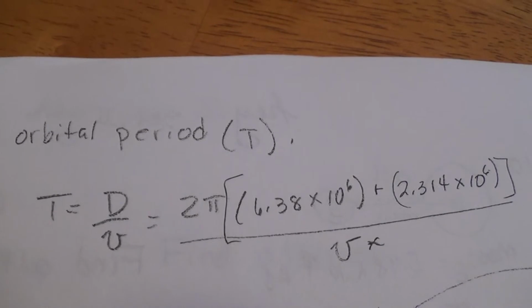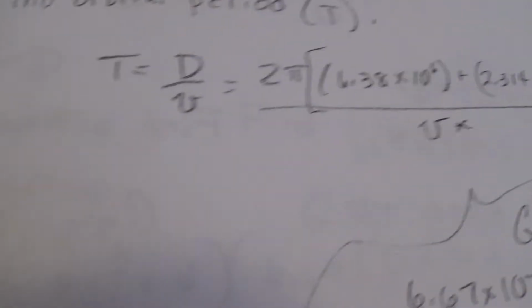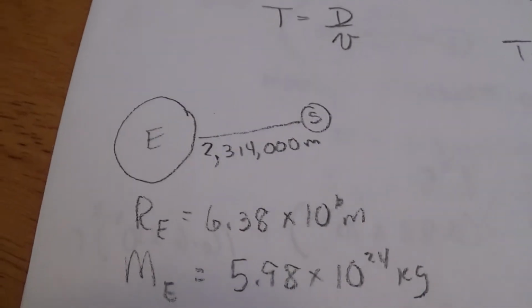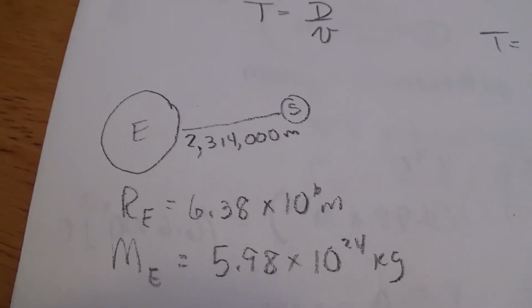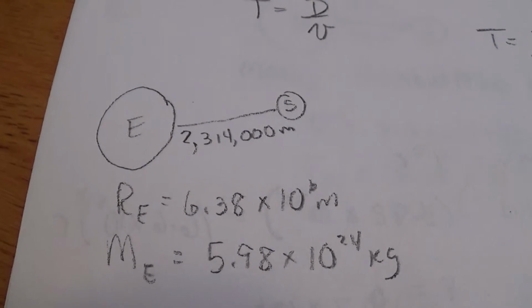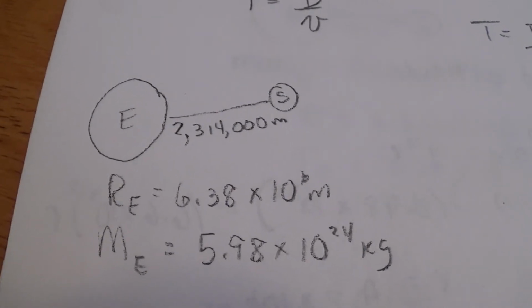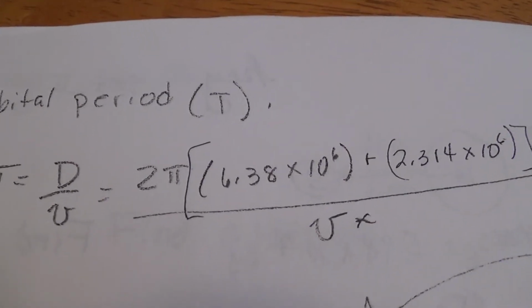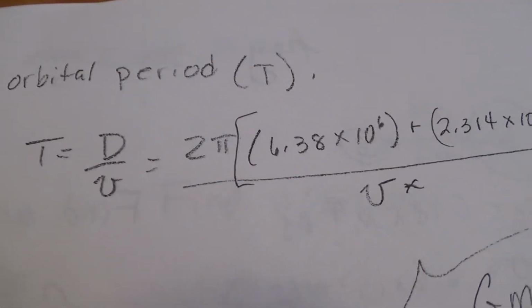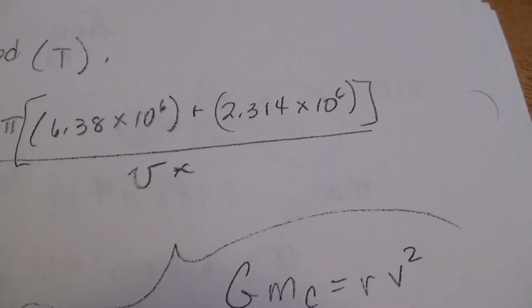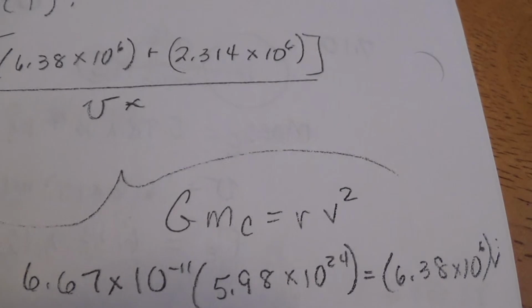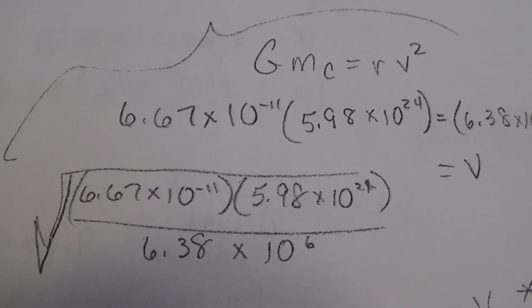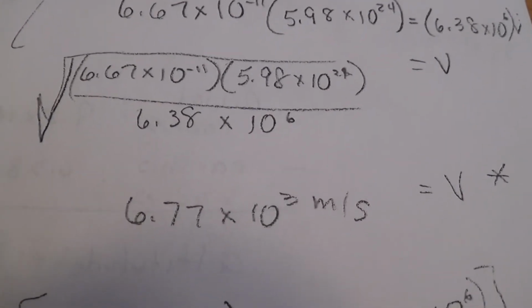The r in 2 pi r is the orbital radius, so we need to go from the center of the Earth to the surface of the satellite. So we have to add to the 2,314,000 the radius of the Earth. So we did that, and we need v again. So we're going to go over here to find v, because we know everything but v. So we put those numbers in, solve it for v, and we got that for v.